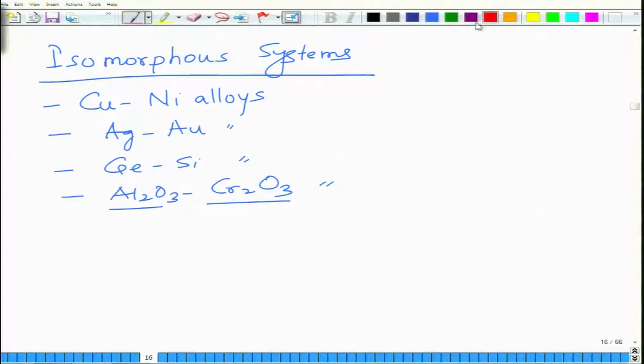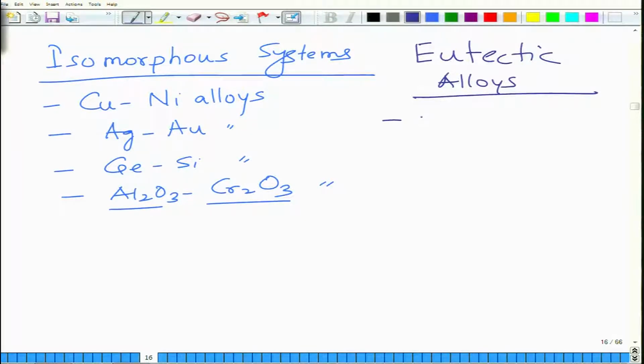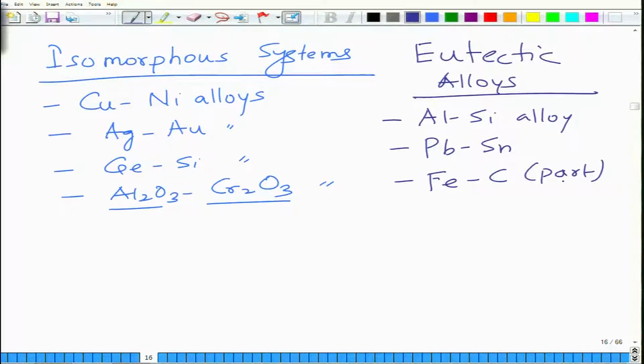If you look at the eutectic systems, your first very common alloy is the aluminum silicon alloy. Then you also have lead tin alloy, which is used as a solder. Part of the iron carbon phase diagram shows this kind of eutectic reaction. In the pseudo binary system, you can have MgO, Al2O3 system, and so on and so forth. So, these are eutectic alloys.